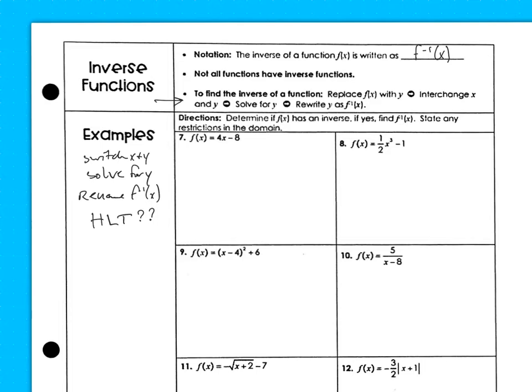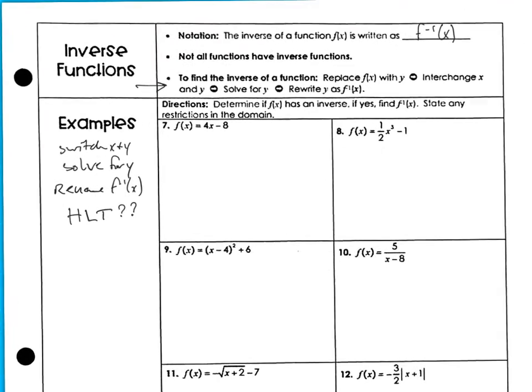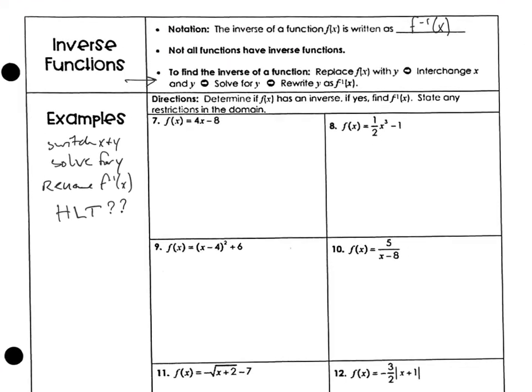So we're doing a lot of work that doesn't need to be done. So let's work smart. For this first one, it's definitely just a regular line. It's not a horizontal line. It's just a line with a slope of 4. So this one will have an inverse. So we're going to switch the x and y. Remember, this is really your y right here, so this becomes the x. So we have x equals 4y minus 8.